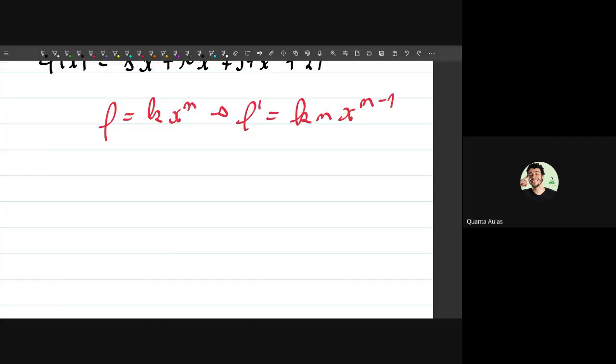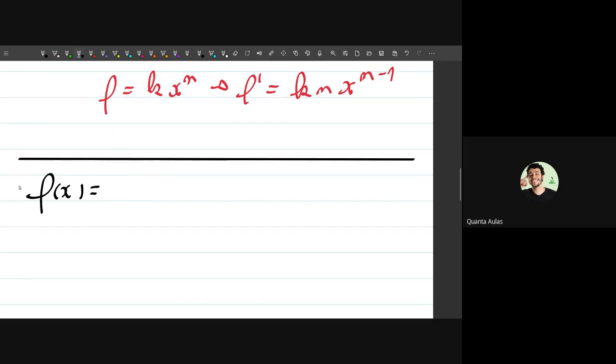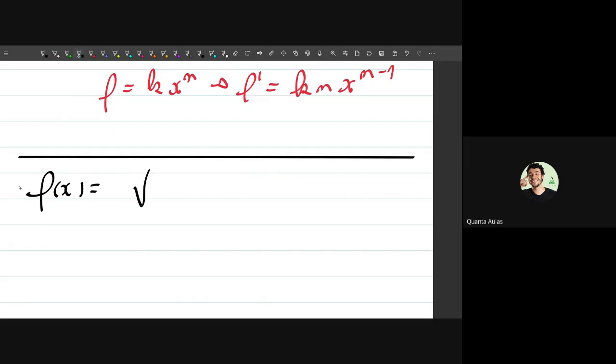So I will do a new example and you will do another one. For example, if you have this situation here, f(x) equals, for example, the cube root of 2x, for example. Here we have this problem of the root. The root is very boring. But we can do a simple math first.